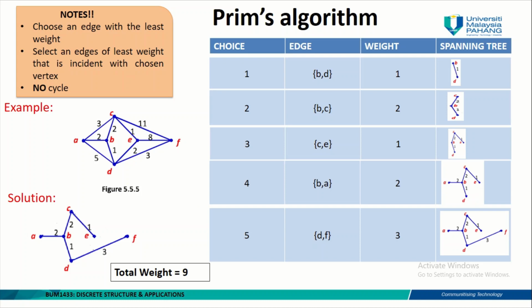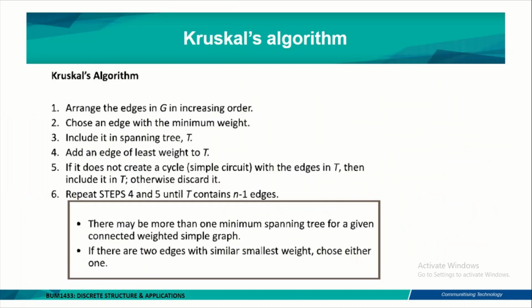So let's see the Kruskal algorithm. In the Kruskal algorithm, we need to arrange the edges in increasing order. Next we choose the minimum wedge and include it in the spanning tree. Then add the edge of the least wedge to T. If it does not create a cycle with the edges in T, then include it in T. Otherwise, discard it. So it's still the same. There may be more than one spanning tree for a given connected weighted simple graph. If there are two edges with the smallest wedge, choose either one.